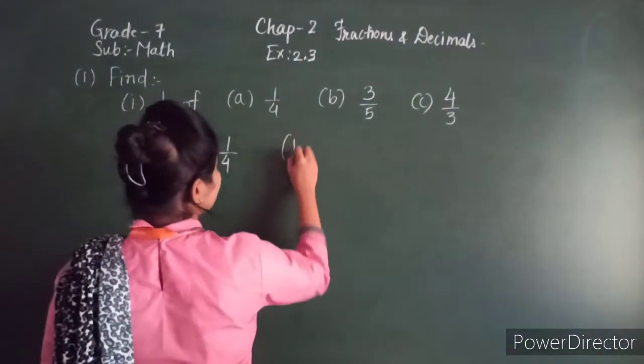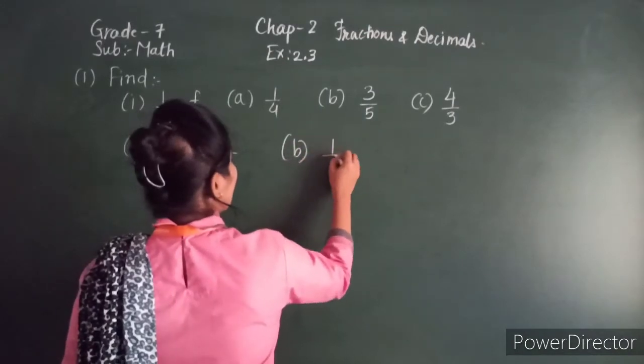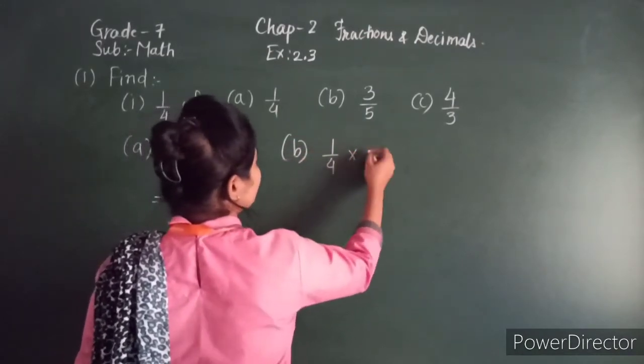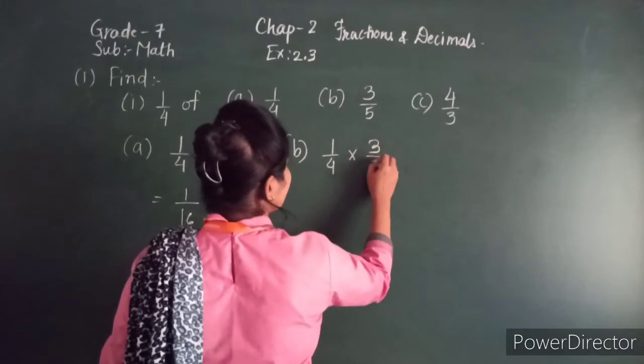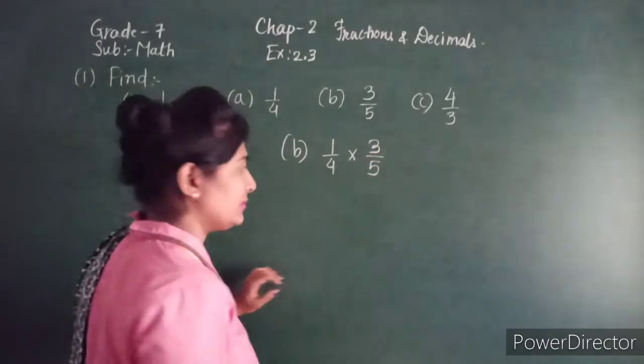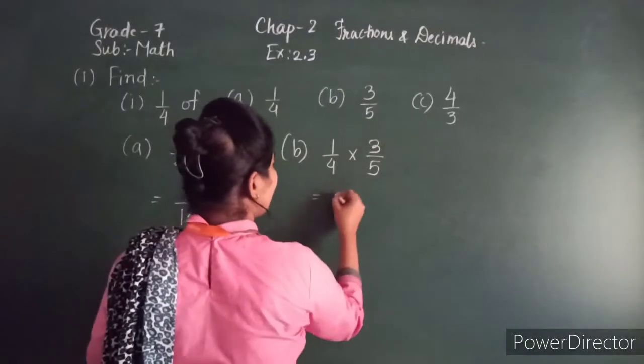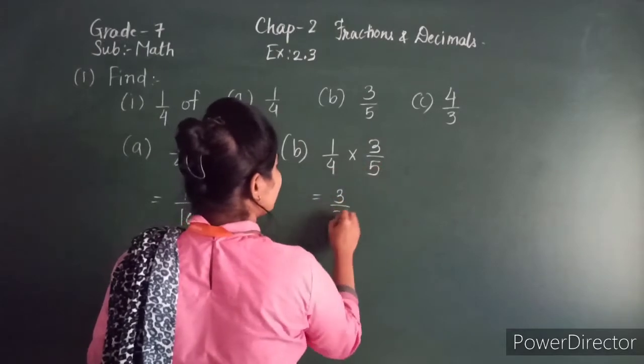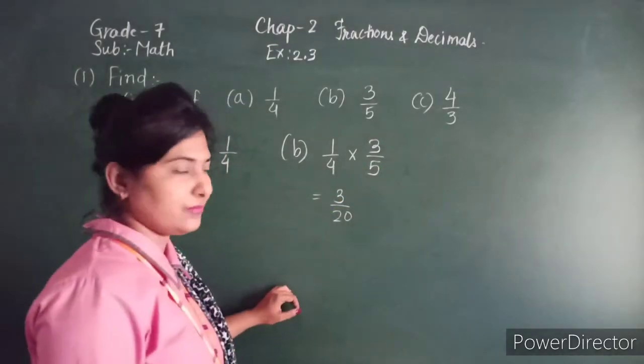Now let's solve this B part. So 1 upon 4, here we have to put multiply and then 3 upon 5. So here 1 3s are 3 and 4 5s it is 20.